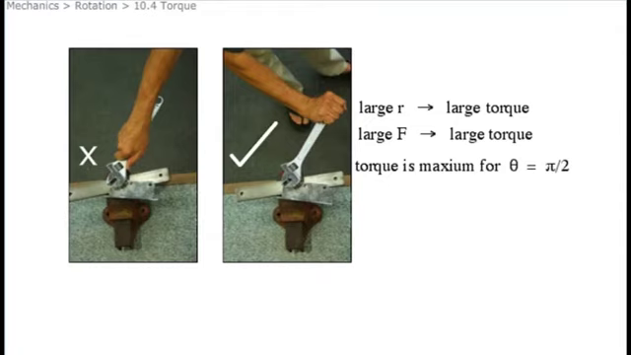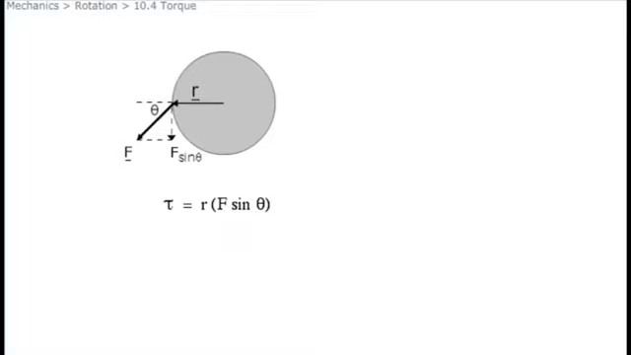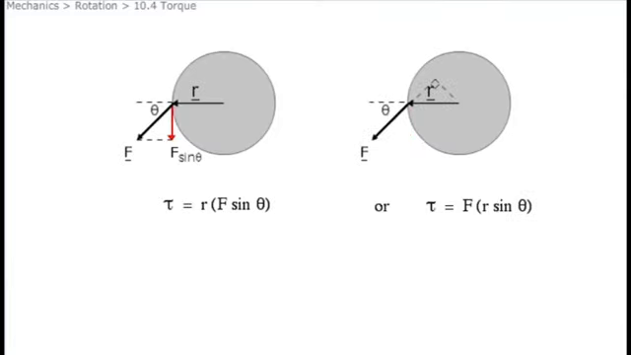You can think of the expression for torque tau as r times the tangential component of f, tau equals r f sine theta, or as f times the minimum distance of the line of f from the axis. In other words, tau equals f times r sine theta.